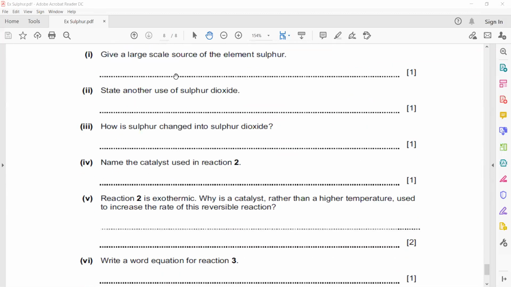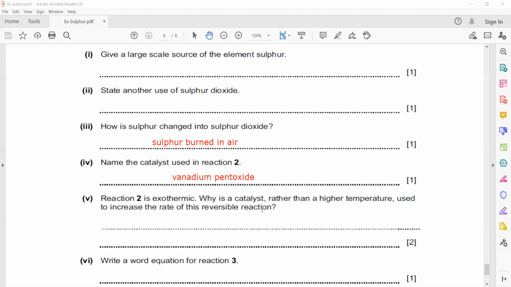And what is the source? From where do we get oxygen? So we get oxygen from air. So sulfur is burned in air or oxygen to produce sulfur dioxide. Name a catalyst used for the conversion of sulfur dioxide to sulfur trioxide. We use vanadium pentoxide as a catalyst.